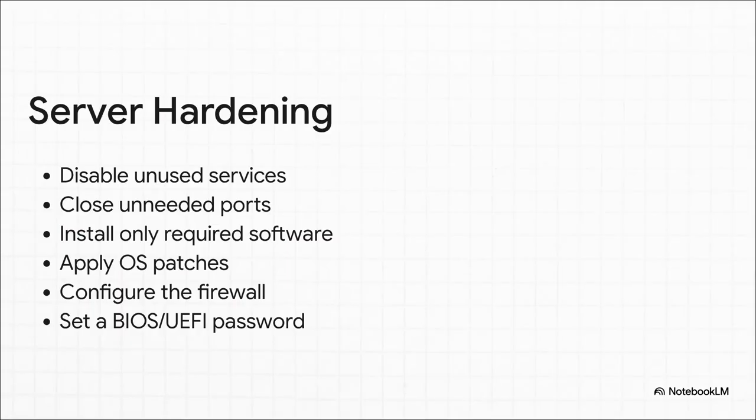A really core security practice is something called server hardening, and the whole idea is to reduce the server's attack surface. The philosophy is simple. If you don't need a feature, turn it off. If a network port isn't being used, close it. Only install the software you absolutely need. The less you expose to the outside world, the fewer doors and windows there are for someone to try and break in.